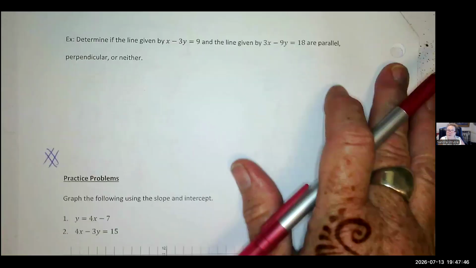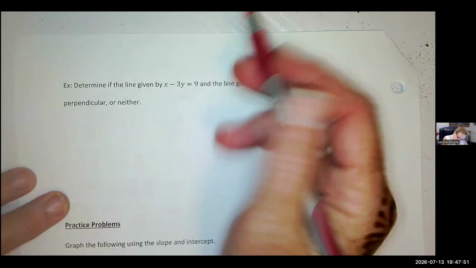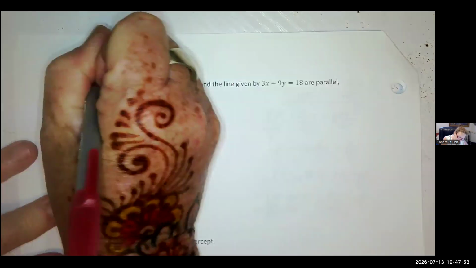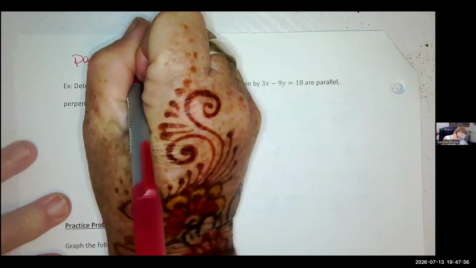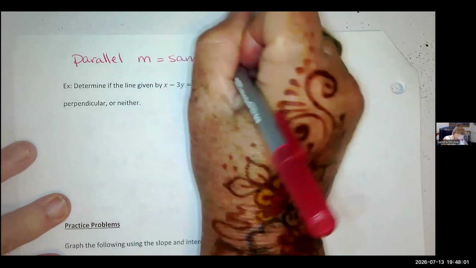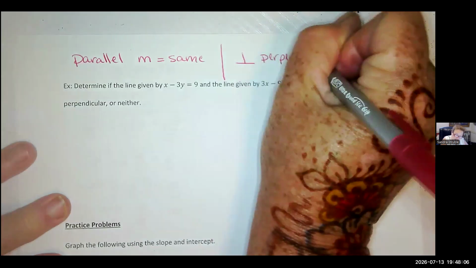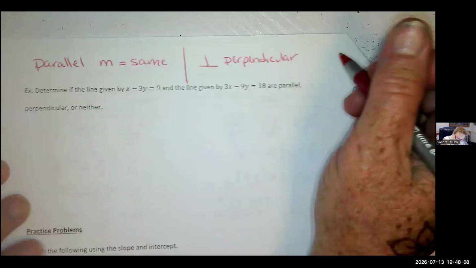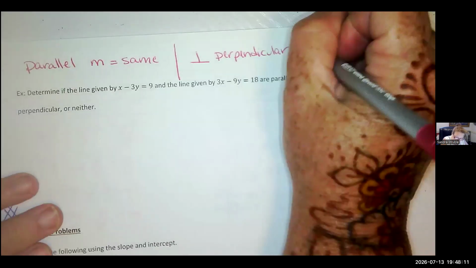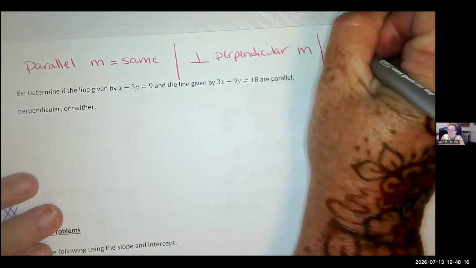Oh, okay. Well, this one's coming back to where we decide whether something's parallel, perpendicular, or neither. Remember, if the two lines are parallel, they have the same slope. It's the same. If they are perpendicular, that means their slopes are negative reciprocals. So you would have, let's just say m, and then the other one would be -1 over m. Okay, it would be a negative reciprocal.